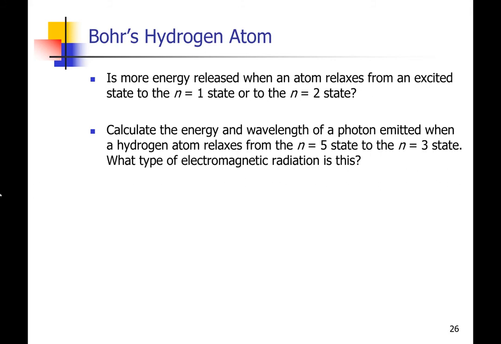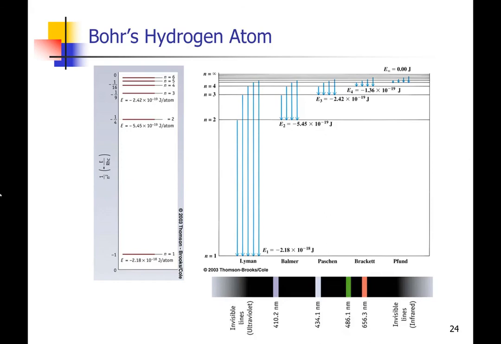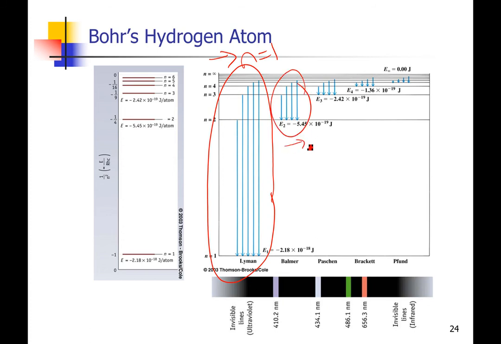So we're first asked to decide whether we would expect more energy to be released when an atom relaxes from an excited state to the n equals 1 or to the n equals 2. If we go back to the diagram that we had on page 24, we can see that actually every single energy transition going to the n equals 1 is larger, which you see because there's a longer arrow on this diagram, compared to every single transition going to the n equals 2.